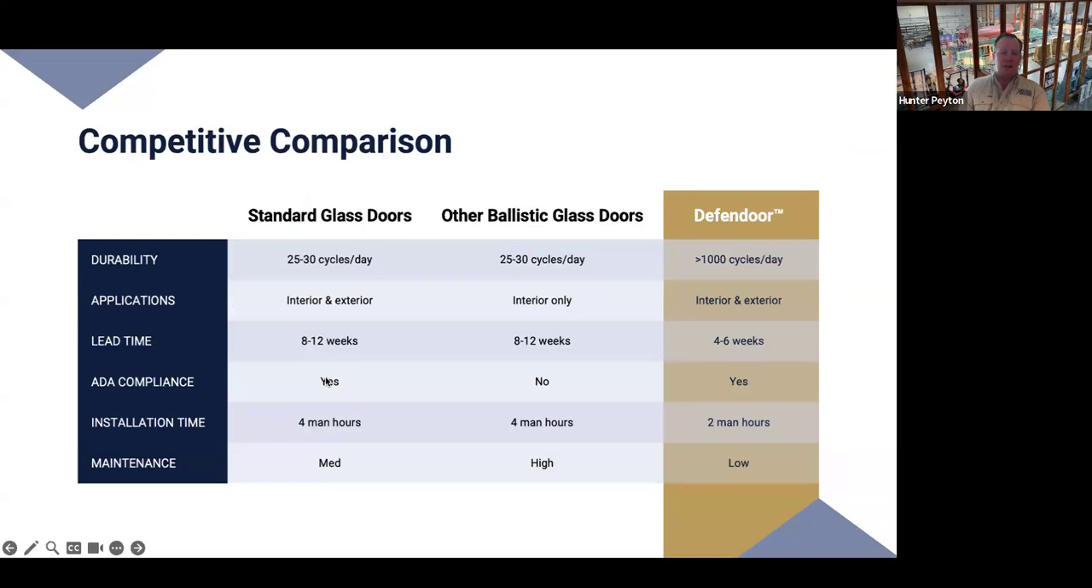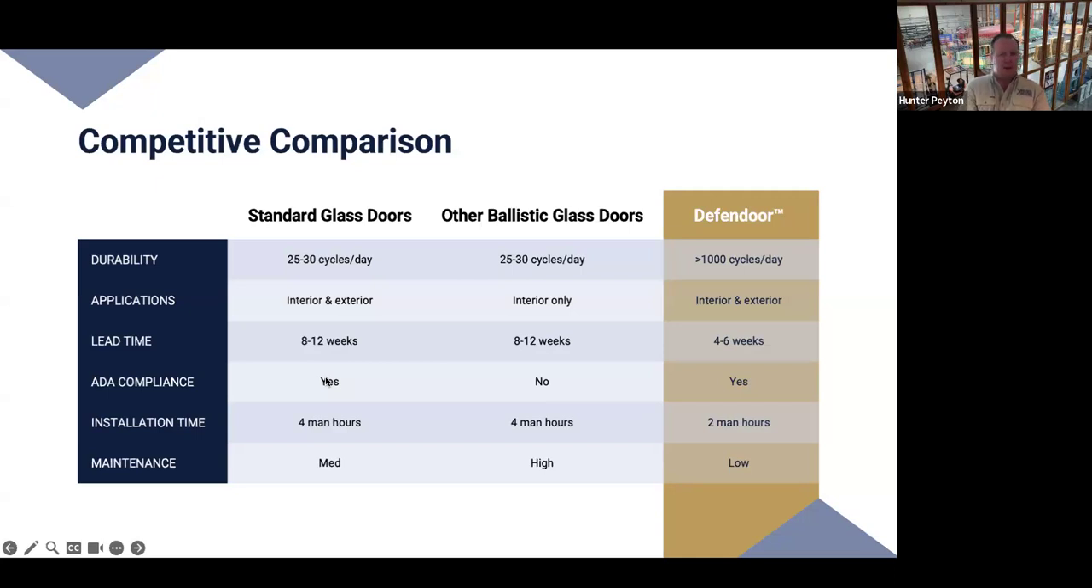The most glaring difference is their data sheet says that it's good for 25 to 30 cycles a day. I do that in my office a day. So in a commercial space, that just won't work. And you see over there on the far right at the top, it says 1,000 cycles per day. That's actually low. We did this about 6,600 times a day, cycling that door 24 hours a day for 8 to 10 months to get over 1 million cycles.